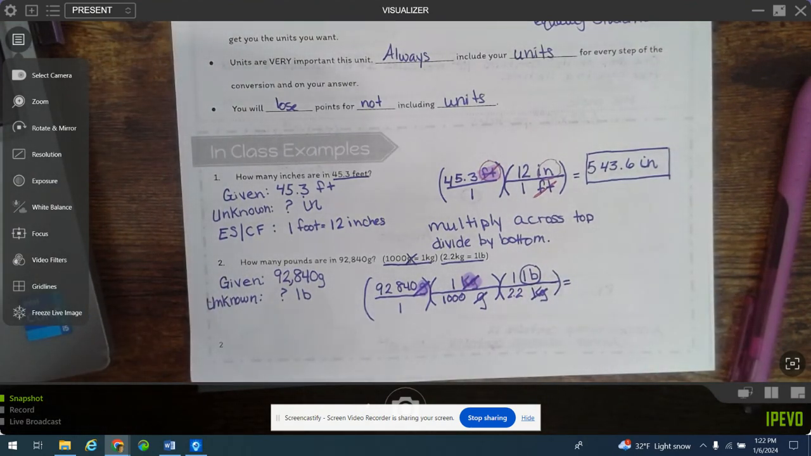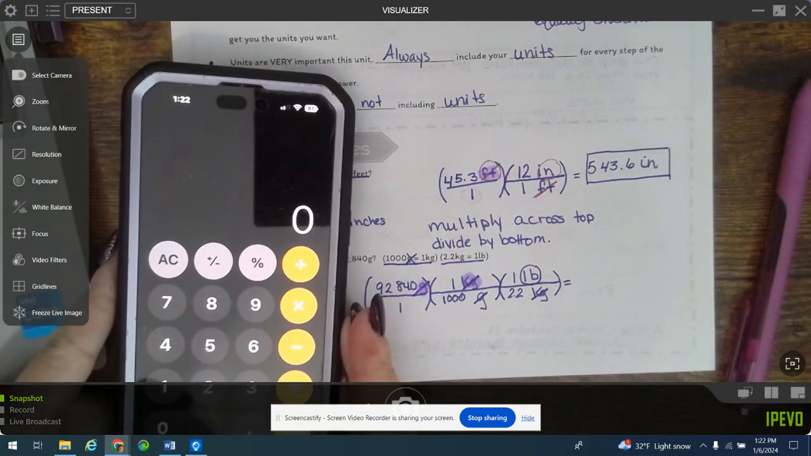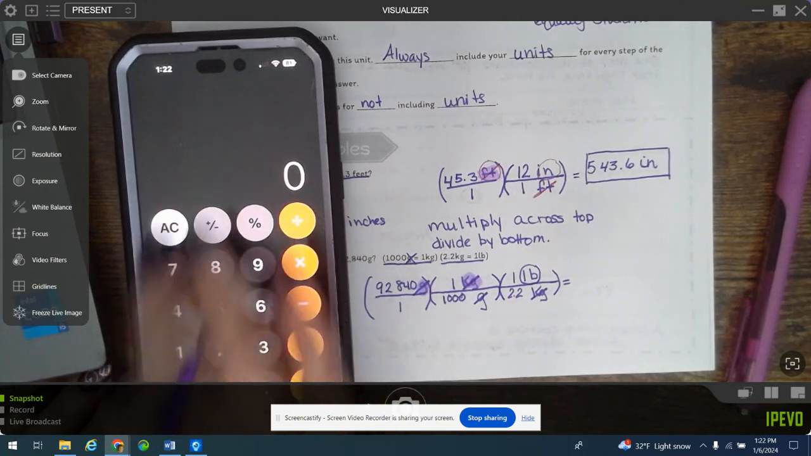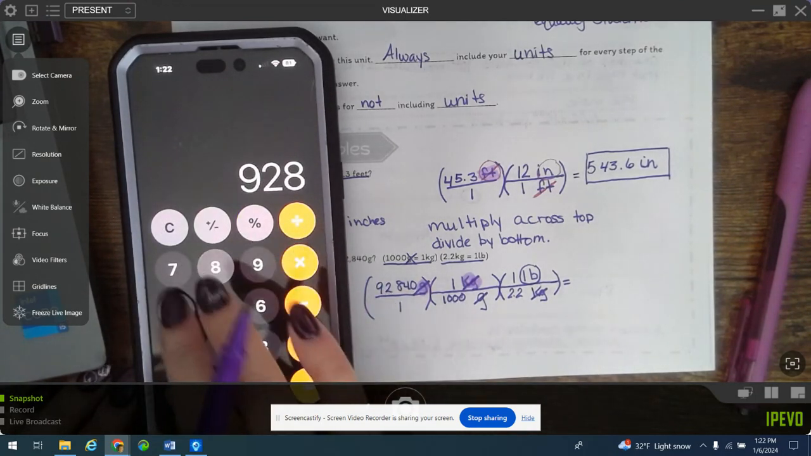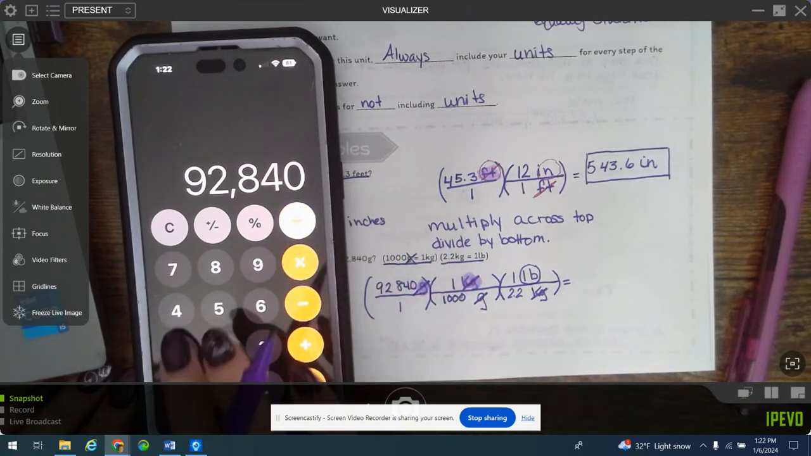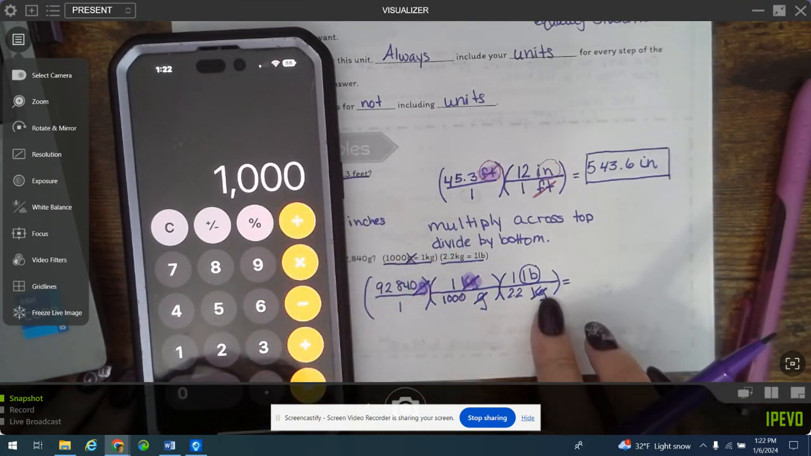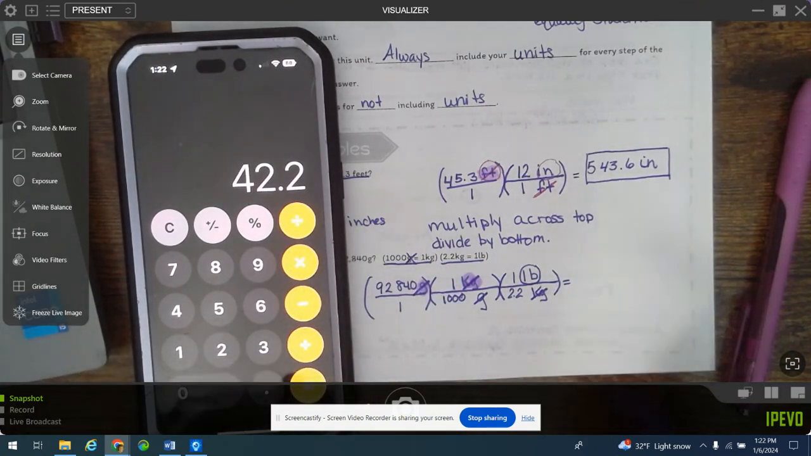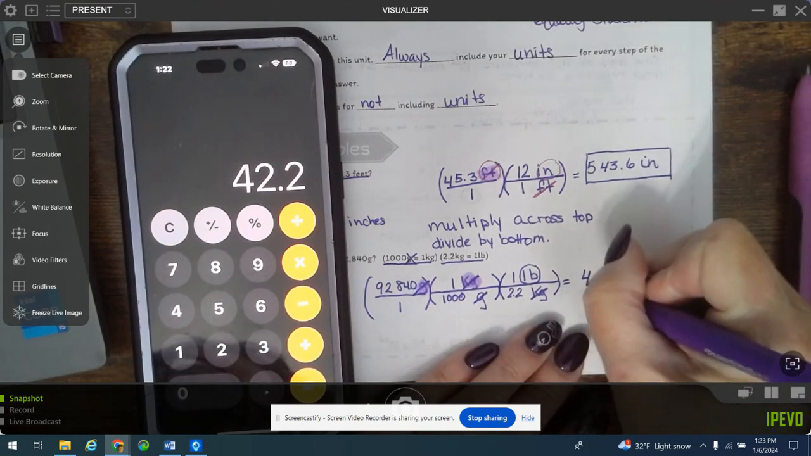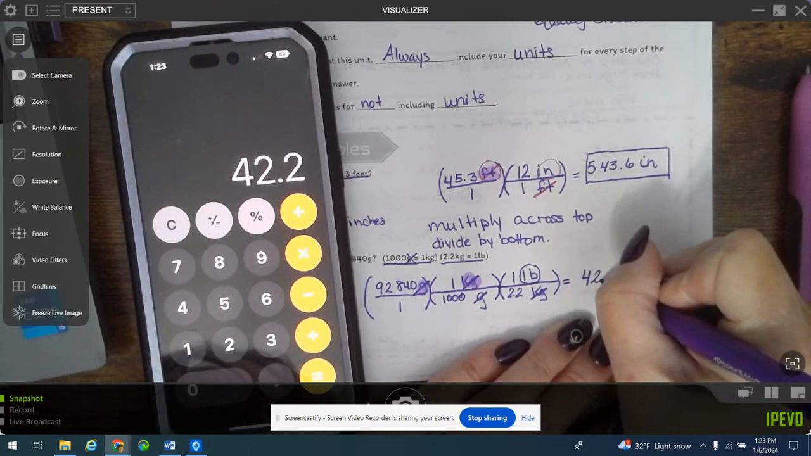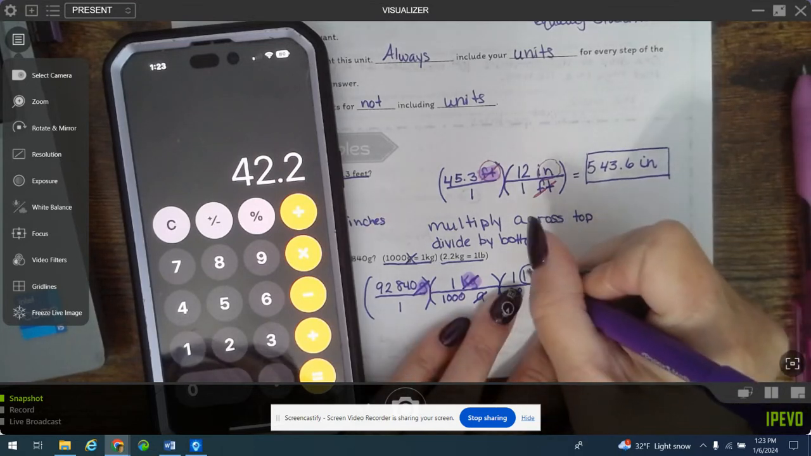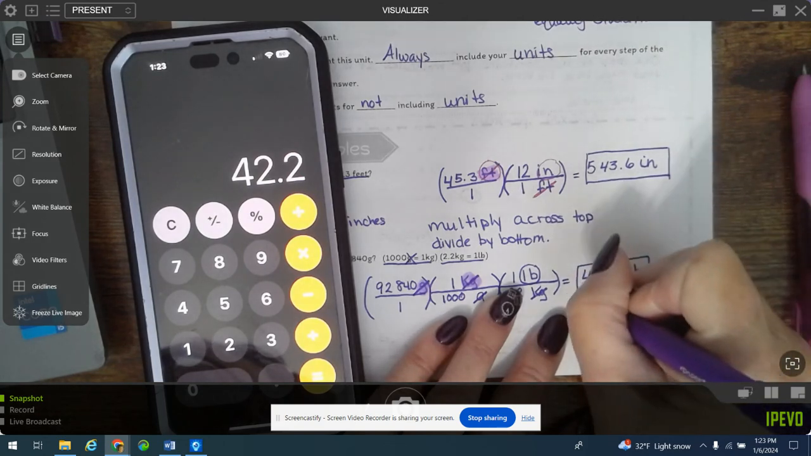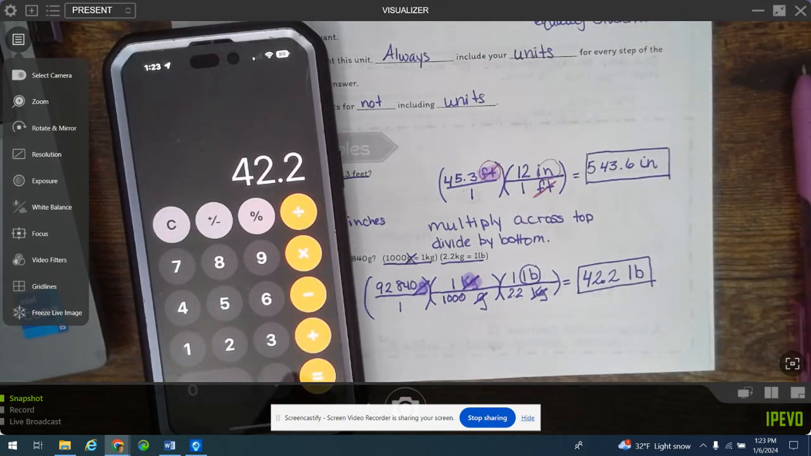All right, so let's do this calculation. I've got 92,840 divided by 1,000, and then I can just plug this in all in one go, divided by 2.2. When I plug that into my calculator, I get 42.2 as my answer. My units are pounds. And that is how you do dimensional analysis.